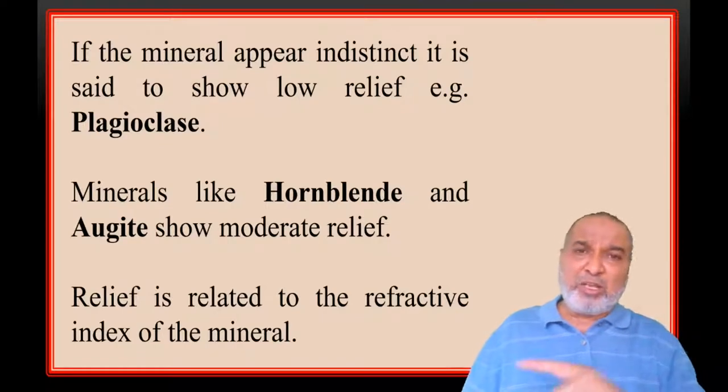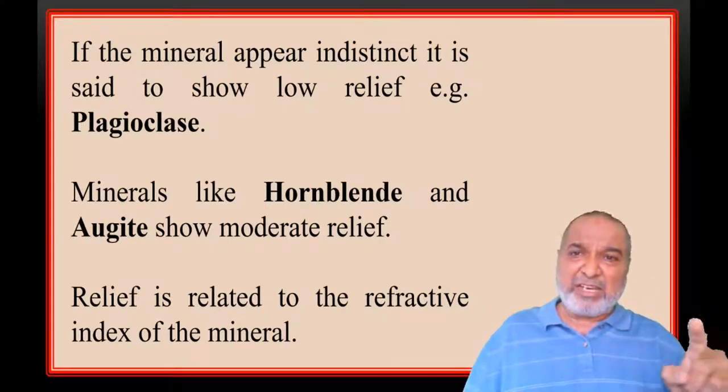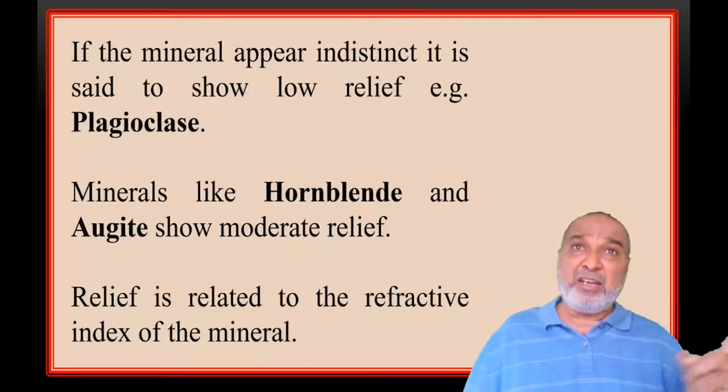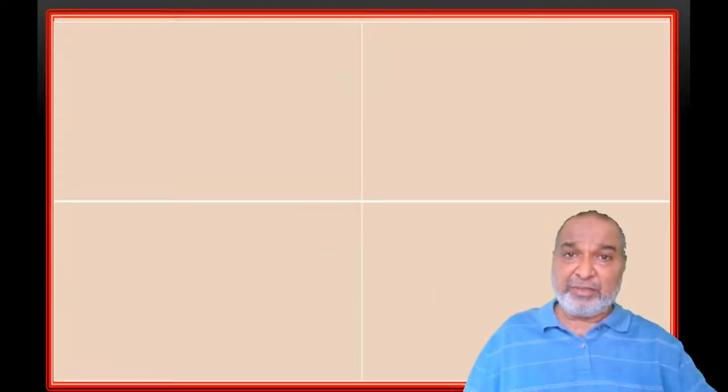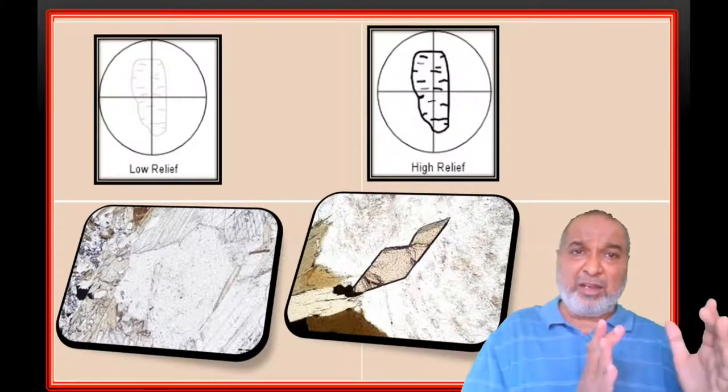Plagioclase, orthoclase, all the colorless minerals, right from quartz, orthoclase, plagioclase, calcite, will have low relief, whereas hornblende and the white colored ones are moderate, and whereas garnet is very high relief. You see now here the picture is given, low and high.